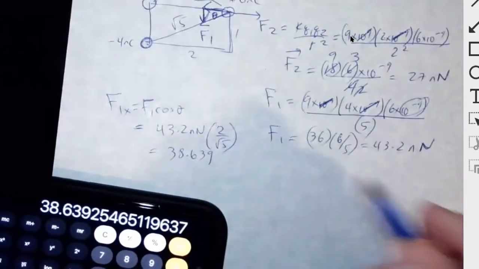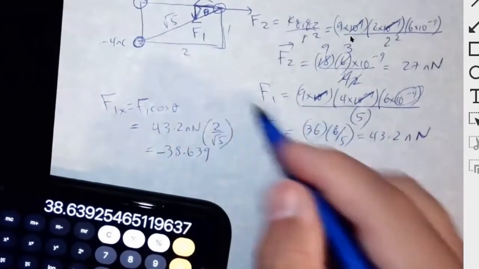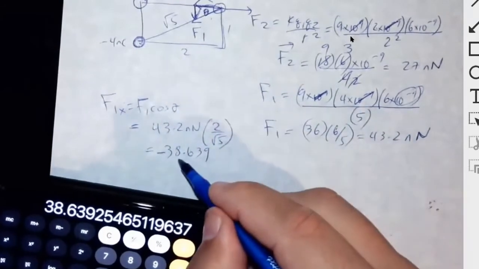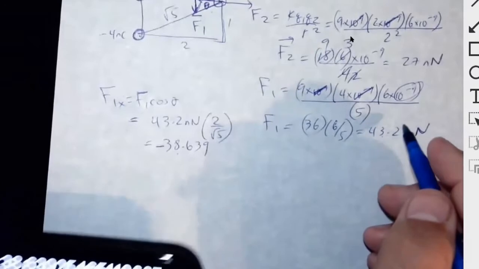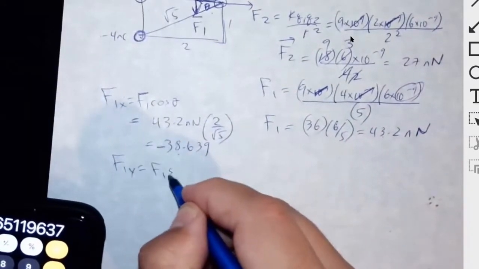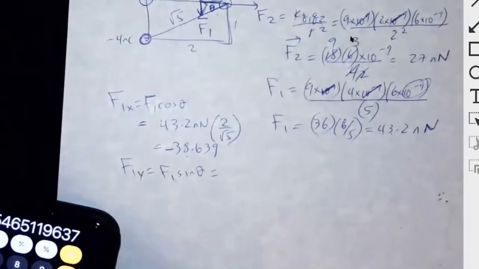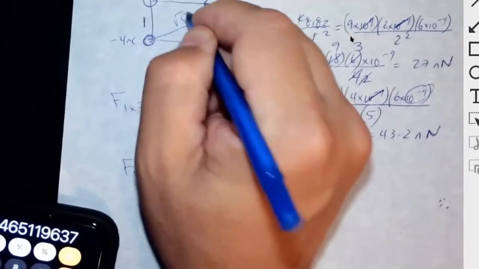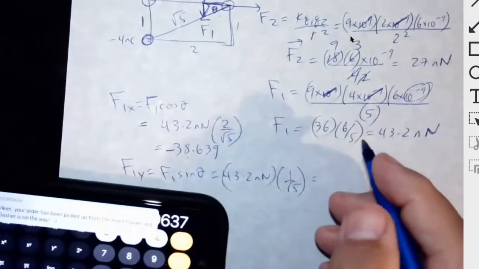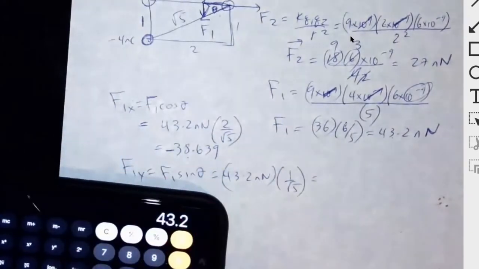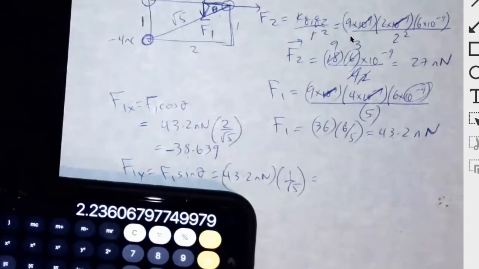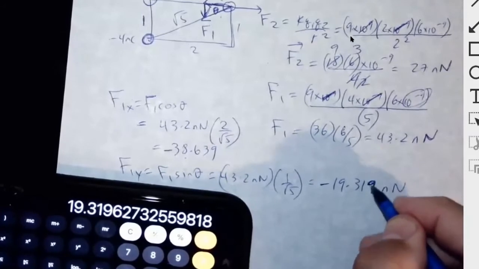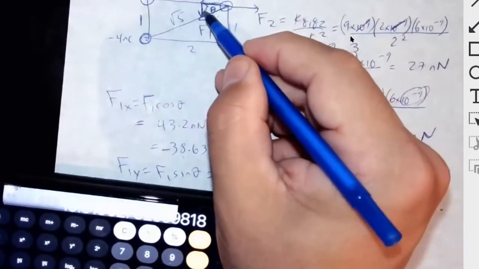38.639. Okay, now I'm going to put this as a negative because remember, when the forces are in opposite direction, we have to be careful. So then we're going to add the negative to the positive, and they're sort of going to cancel each other. And then the F1y is F1 sine theta. Then we have here 43.2 nanonewtons times sine of theta, which is 1 over root 5. 43.2 divided by root 5, negative 19.319 nanonewtons. And that's down. So it's by itself. We don't need to add it to anything.